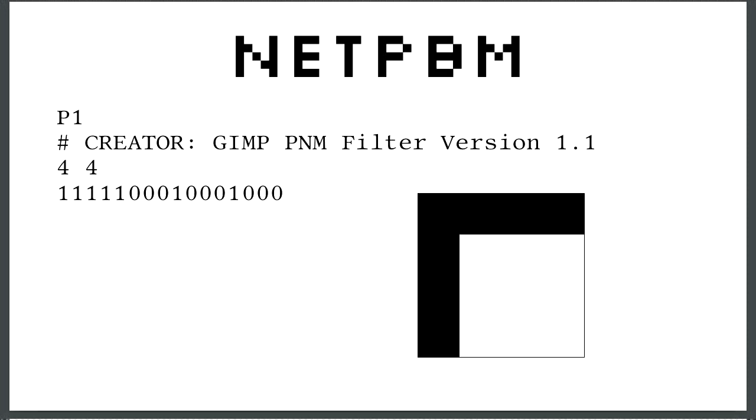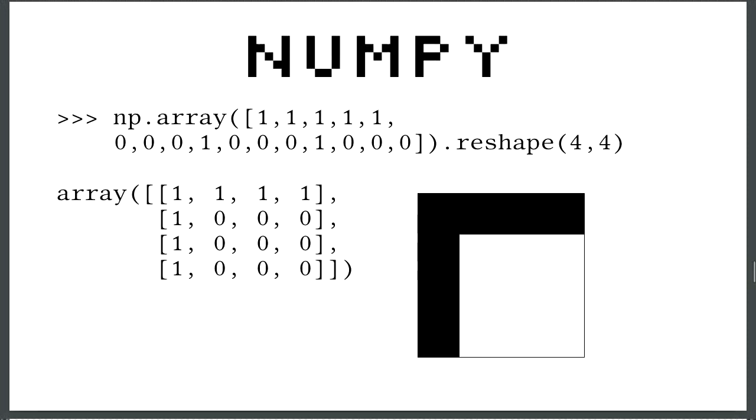This is a lot like how NumPy deals with matrices. You can see the array on the left there. We have a 4x4 image with ones along the left and the top, and that creates that image on the right. I'd already been doing that to do the checker patterns and whatnot.